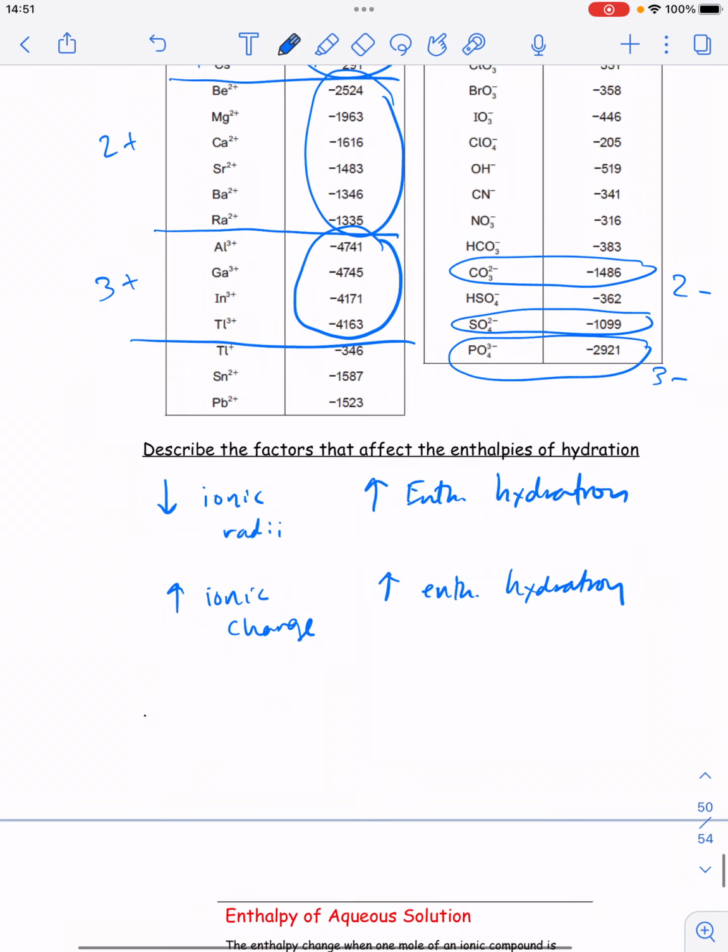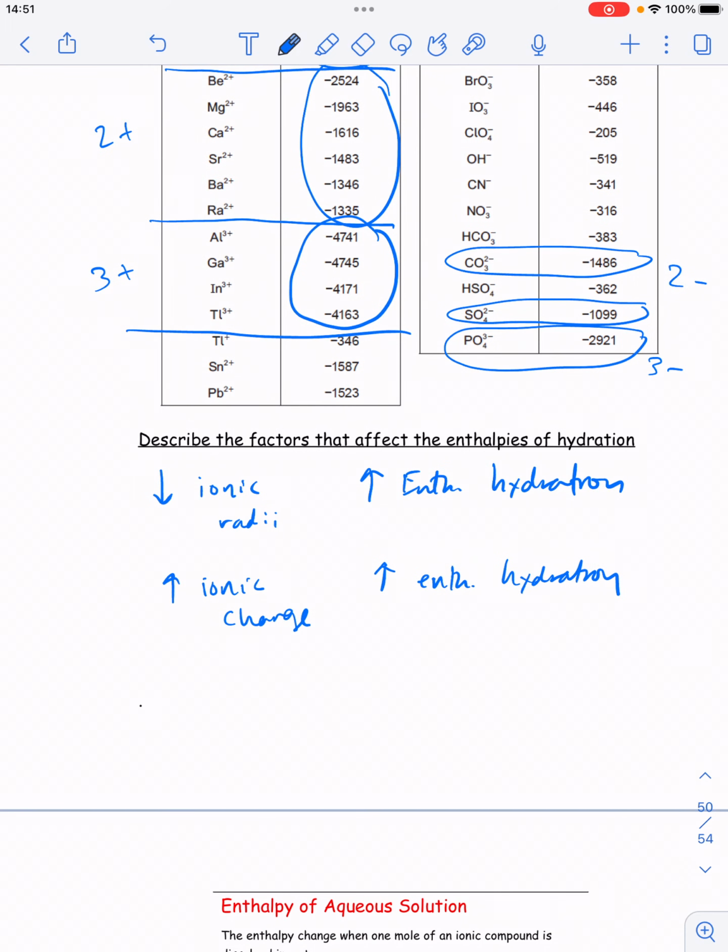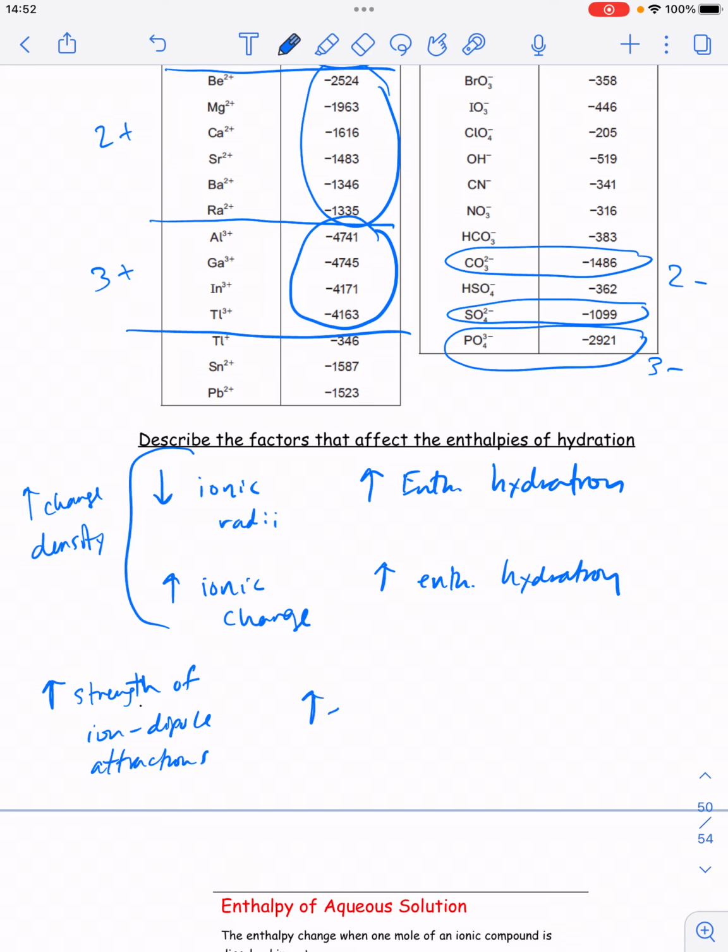So same idea as lattice enthalpy. Smaller ions with greater ionic charge have greater charge density. And in the same way that greater charge density will lead to greater electrostatic attraction between ions, as we increase the charge density, it will also lead to greater attraction between the ions and water. So increasing the charge density increases the strength of those ion dipole attractions, and therefore it increases our enthalpy of hydration.